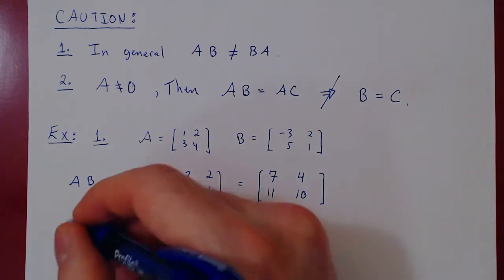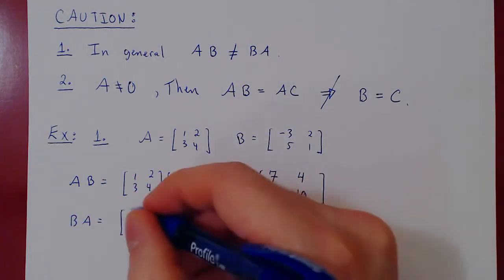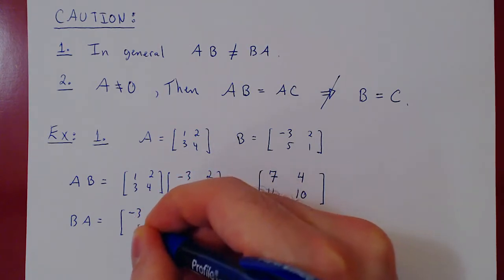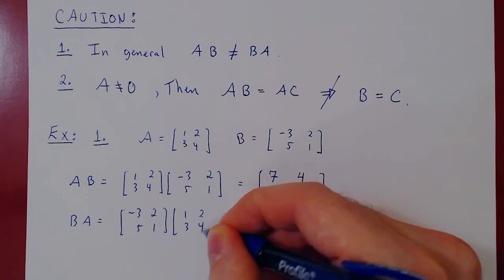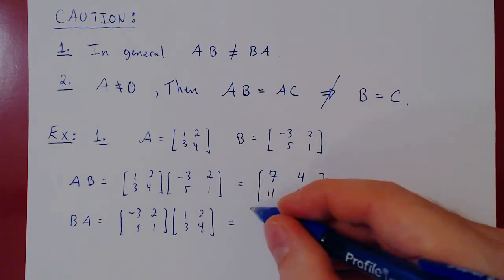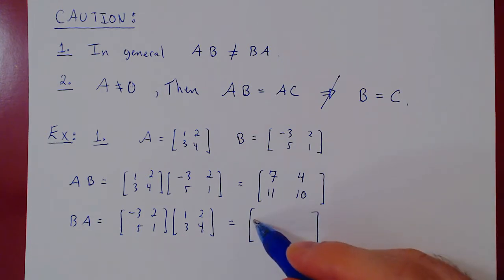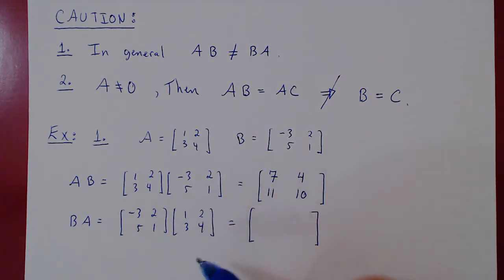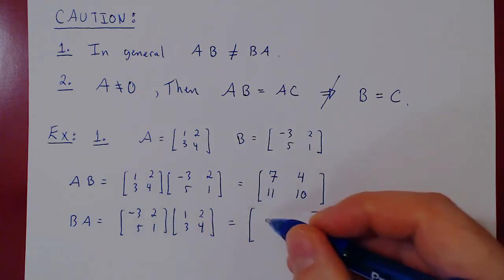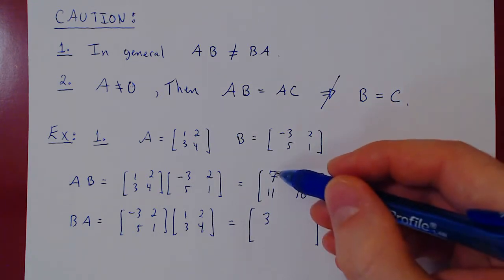Let's compute matrix BA. Negative 3, 2, 5, 1, times 1, 2, 3, 4. Once again, the result is a 2 by 2. Let's construct our first row by fixing the first row of B and going through the columns of A. So we have negative 3 plus 6, positive 3. You see right away, they're not going to be equal.